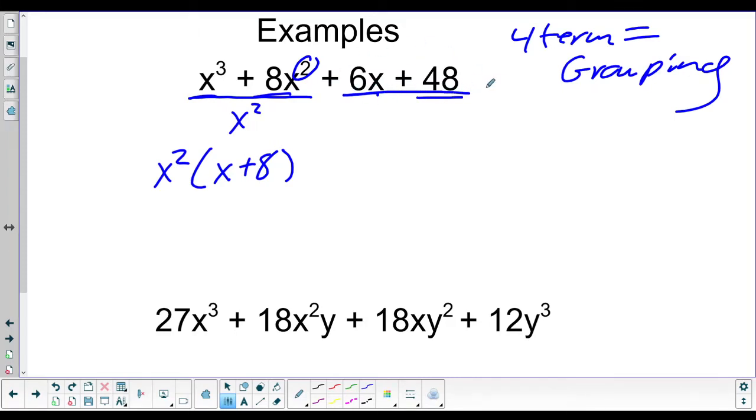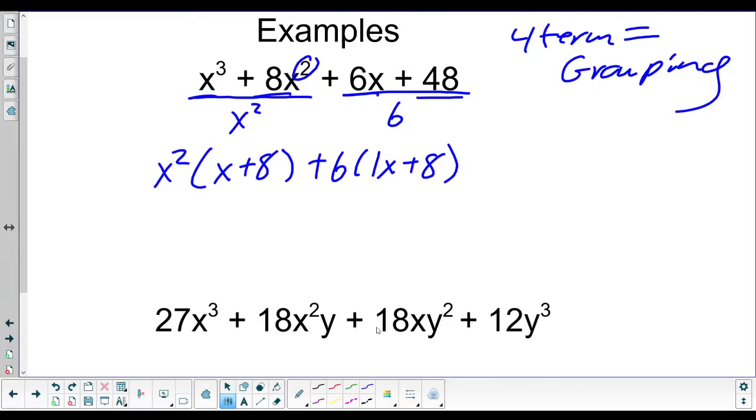All right, what do these have in common? Well, they don't both have x's, so it's got to be a number. I'm willing to bet it's 6. So let's try and take a 6 out. So we're going to put our GCF out in front. 6 goes into 6 1 time. Bring down your x. 6 goes into 48 8 times.